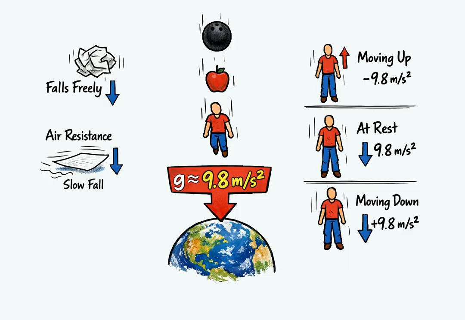This is not a speed. It is the rate at which velocity changes. 9.80 meters per second squared downward means that every second, the vertical component of velocity changes by 9.80 meters per second in the downward direction, whether the object is moving down, moving up, or momentarily not moving at all.